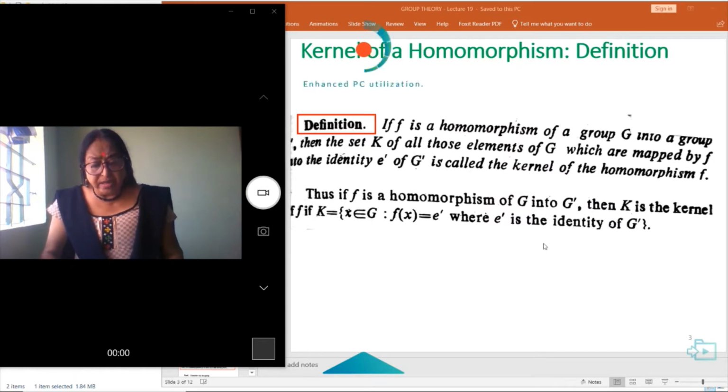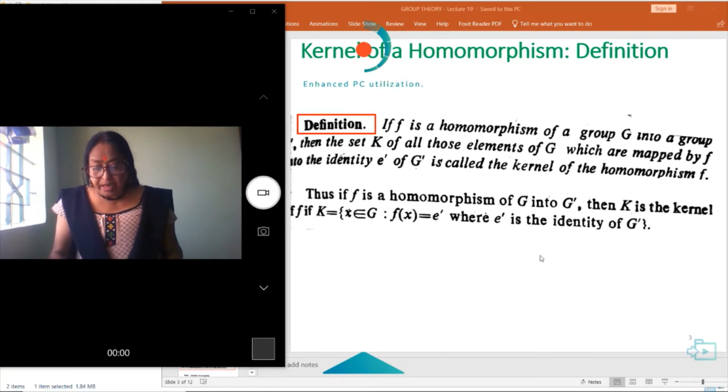Definition. If f is a homomorphism of a group G into a group G', then the set K of all those elements of G which are mapped by f onto the identity element e' of G' is called the kernel of the homomorphism f. So K is equal to all those x belonging to G such that f(x) is equal to e', where e' belongs to G'.